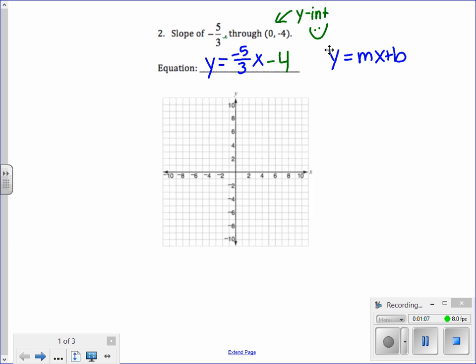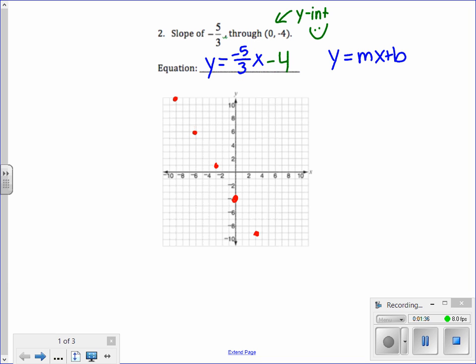Once I have that information, all you have to do is graph the line. So I start on my y-intercept of -4, and I use my slope -5/3 to do rise over run. That means I'm going to go down 1, 2, 3, 4, 5, right 3. Run is always to the right. I'm going to do the same thing here, down 5, right 3, and one more time.